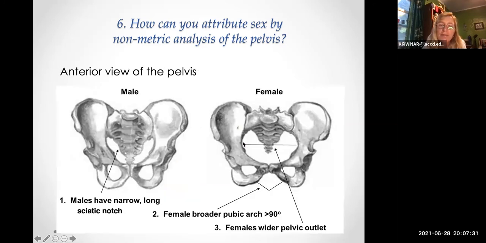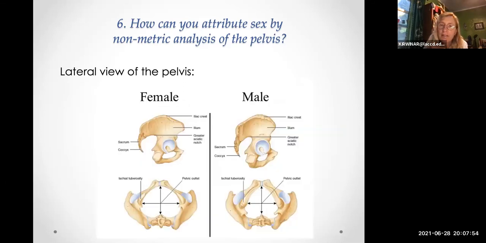The next thing to look for is that females have a broader pubic arch. This is where the pubic symphysis, or symphysis pubis, is, where both pubic bones come together with that little cartilage in the center. On females, it's greater than 90 degrees. On males, it's more narrow than 90 degrees. So females, it's greater than 90 degrees.